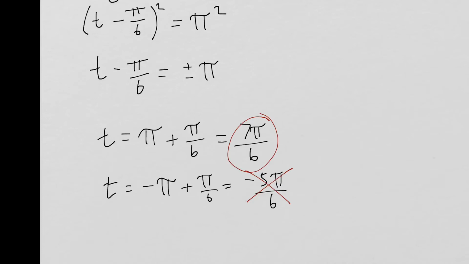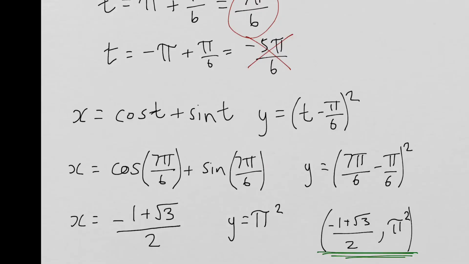Now again, the question has asked us for the points of intersection. All we've calculated here so far is the value of t. So we need to substitute the value of t back into the equations for x and y to generate our x coordinate and our y coordinate. So here are the parametric equations with the value of t substituted in.